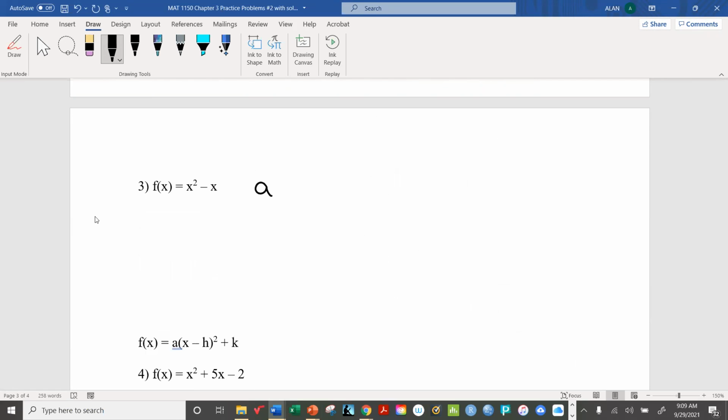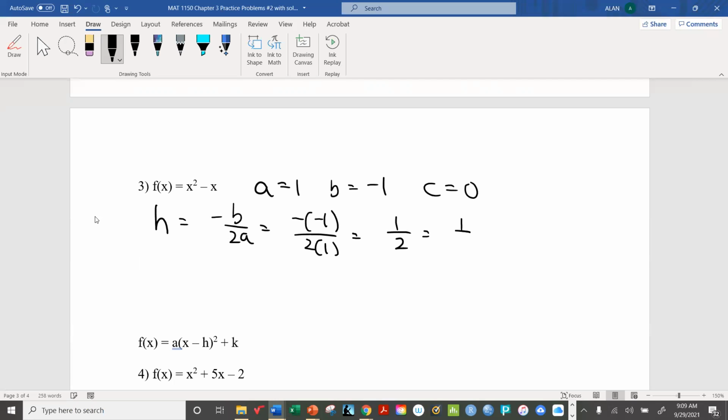Now, this one's a little tricky because c is just 0. It doesn't affect h, though, as you know, because h is negative b over 2a. So it's just 1.5. I'll just leave it like that. Okay, now once that's been said, f of k equals f of h. So we'll plug these into the original equation.